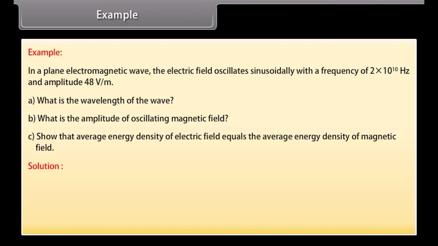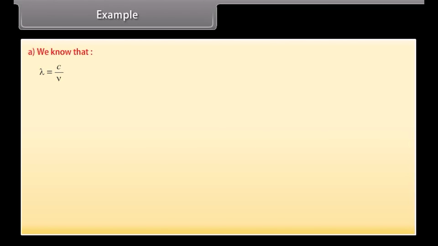Let's see the solution. Given values are nu, which is equal to 2 × 10^10 Hz, E0 equals 48 volt per meter. We know that lambda is equal to c upon nu. By putting and calculating the values, we get the wavelength of the wave, which is equal to 1.5 × 10^-2 meter.